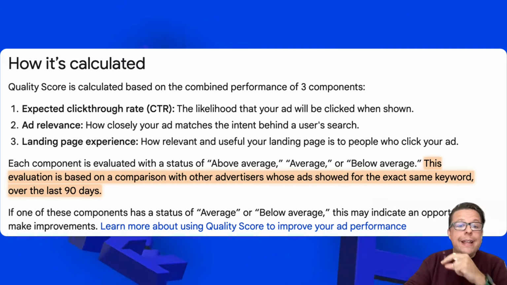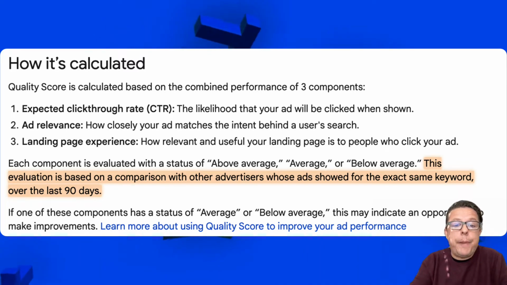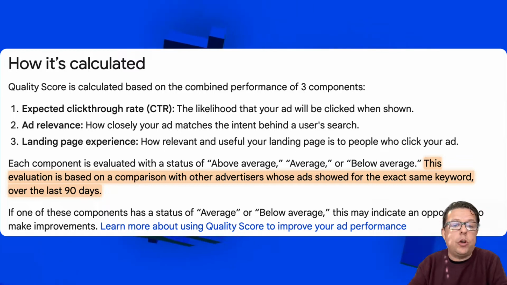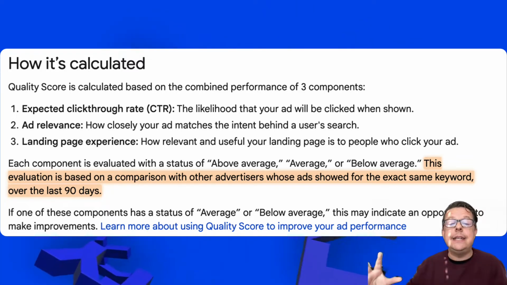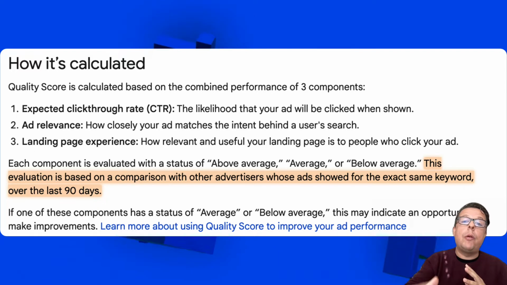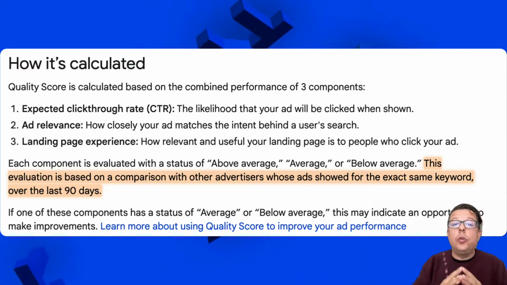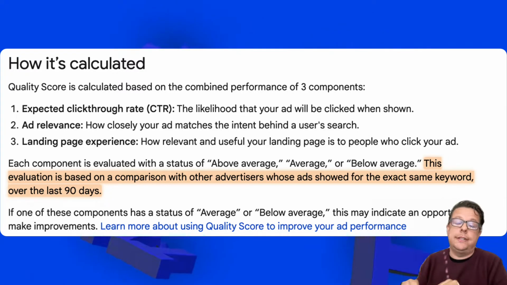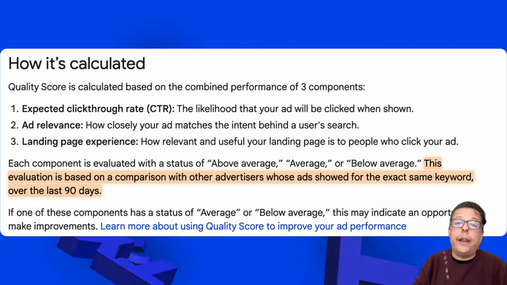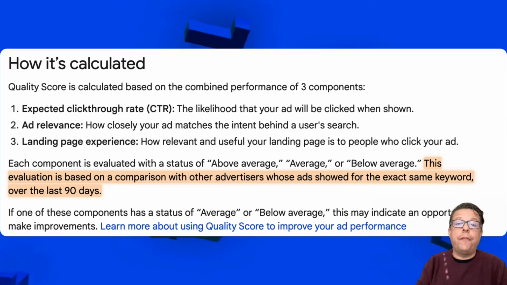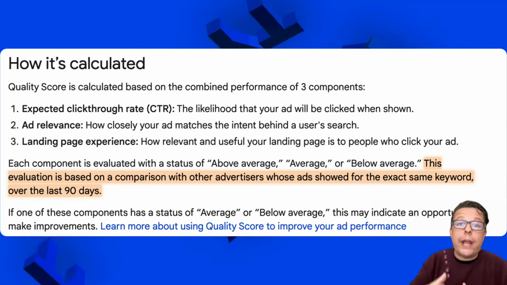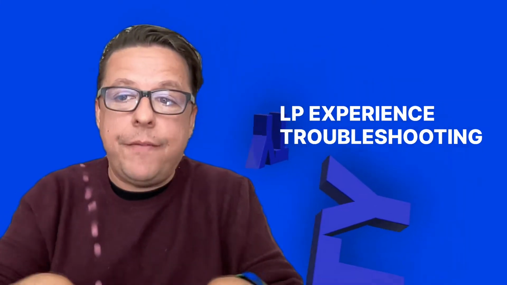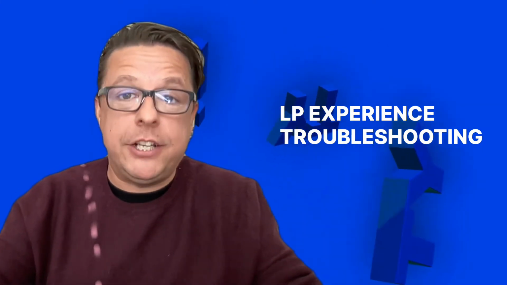Number two, this evaluation is based on a comparison with other advertisers whose ads showed for the exact same keyword over the last 90 days. So you are getting a report. All of the people that Google knows that are bidding on the same exact keyword as you, you're getting a report on how their landing pages are performing over yours. Again, direct competitor analysis from Google. This is the process I go through every time I want to diagnose landing page experience issues.